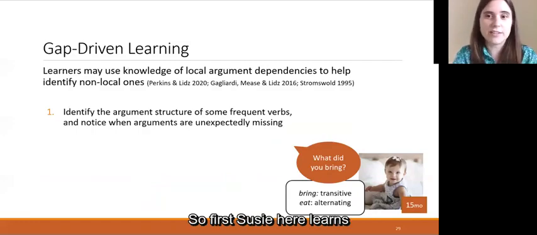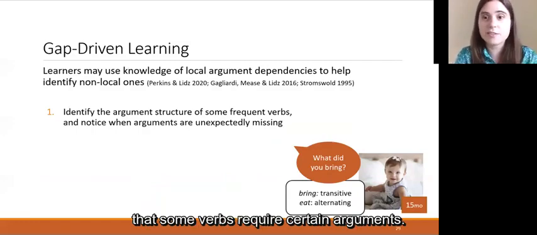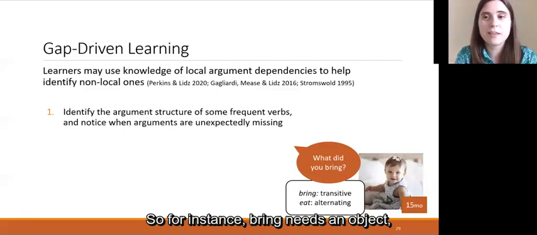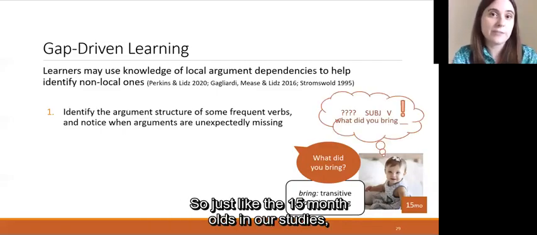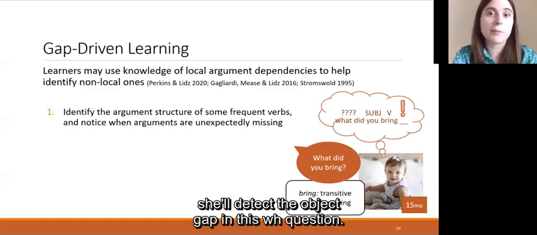So first, Susie here learns that some verbs require certain arguments. So for instance, bring needs an object. And that's going to help her notice when expected arguments are locally missing. So just like the 15-month-olds in our study, she'll detect the object gap in this WH question.